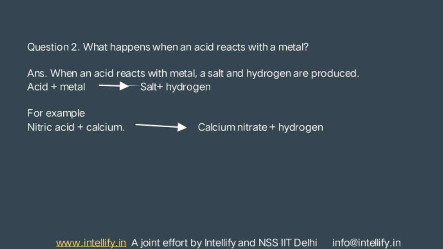Moving to question 2, what happens when an acid reacts with a metal? Here, from the example, we see that when nitric acid reacts with calcium, we get calcium nitrate and hydrogen. So here nitric acid acts as an acid while calcium acts as a metal. Basically, they produce salt and hydrogen. The salt that is produced depends upon which acid and which metal react. Now, the reaction of a metal with an acid gets faster the more reactive it is.